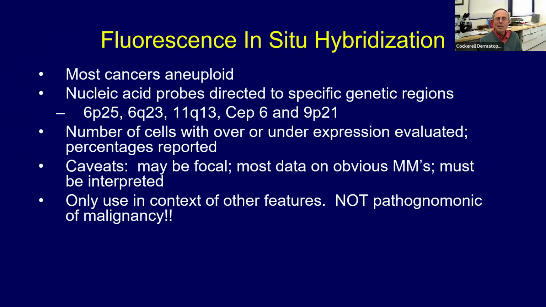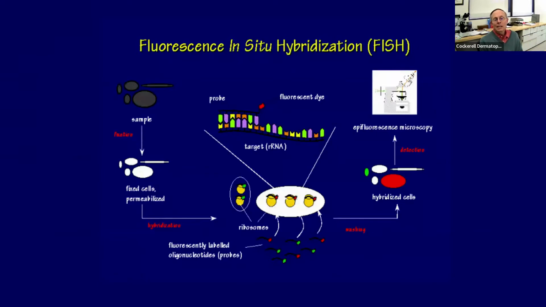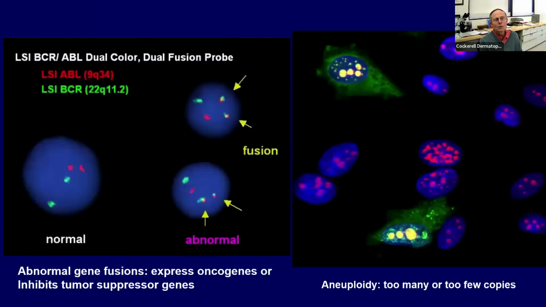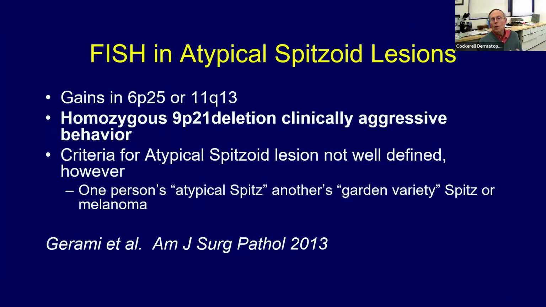Now, the ones that are really tough, I think that these tests are a little better. Fluorescence in situ hybridization, you're looking for abnormal expression, either aneuploidy or loss of these genes, and it's really helpful. Again, these aren't pathognomonic of malignancy, and you're looking for the percentage loss, because most cancers are aneuploid. And the idea here is that you put these fluorescent labeled probes that target these specific areas of the genome that are associated with melanoma. And so you're looking for abnormal gene fusions or aneuploidy or loss of the genes. And there are certain ones that are helpful.